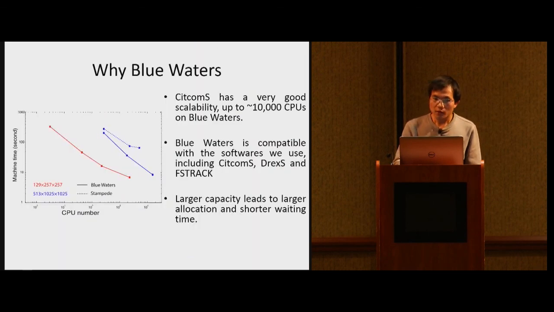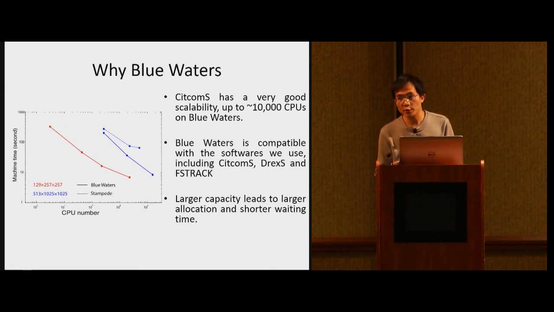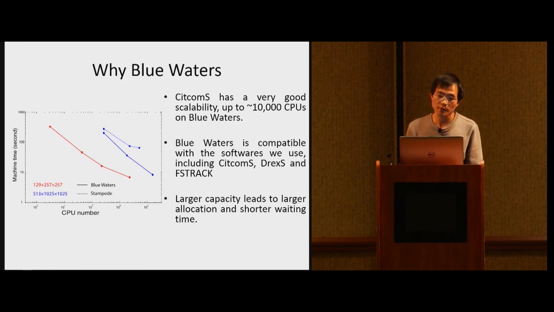And so why do we use Blue Waters? CitcomS is the open source code we use on Blue Waters for our simulation. It has very good scalability, up to 10,000 CPUs on Blue Waters. And for some other ongoing projects, we are doing global mantle simulation. We will use this many CPUs. So this is very good for us.